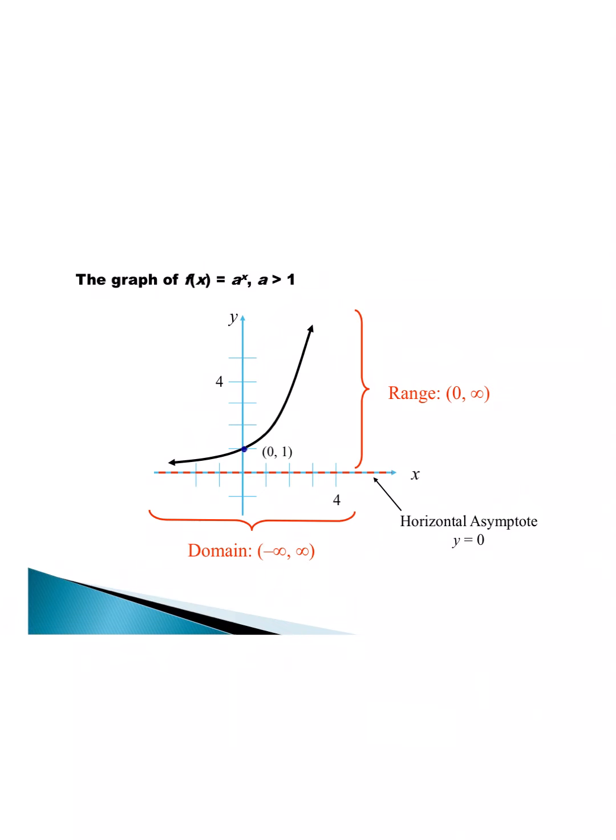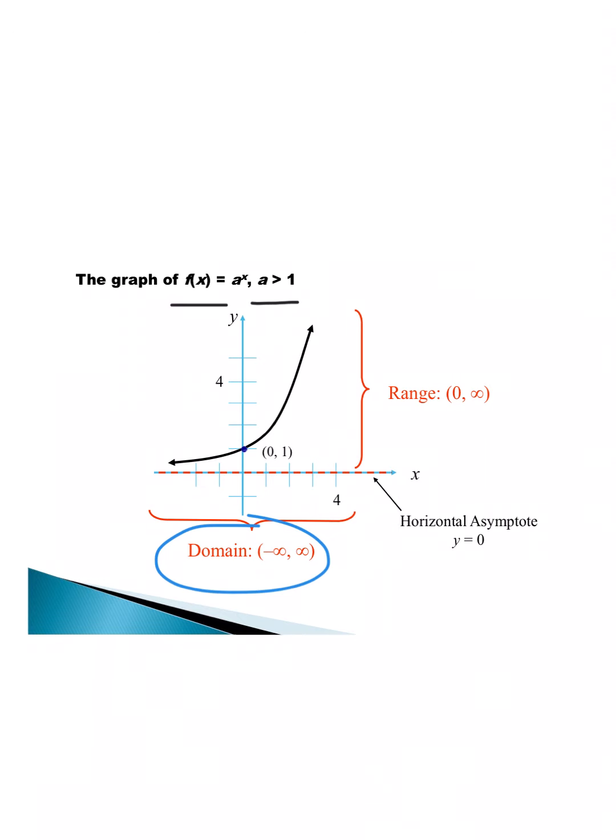Here we have the graph of f of x is equal to a to the x, specifically when a is greater than 1. And we have a couple different properties we want to make sure that we note. To begin with, we can see the domain is going to be all real numbers, and that is because the graph continues all the way from left to right, and it just keeps on going.